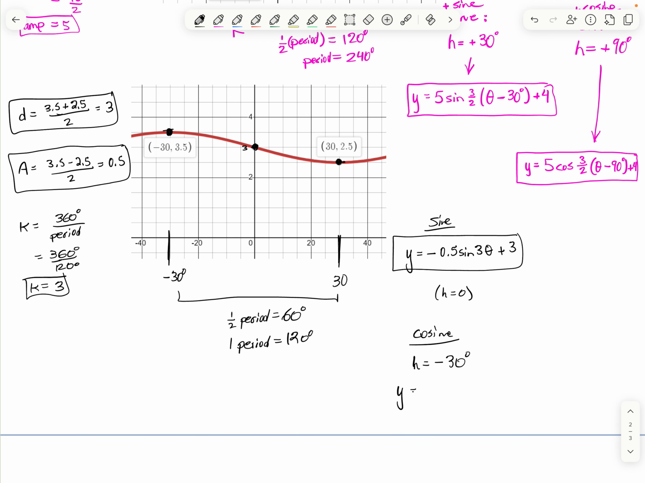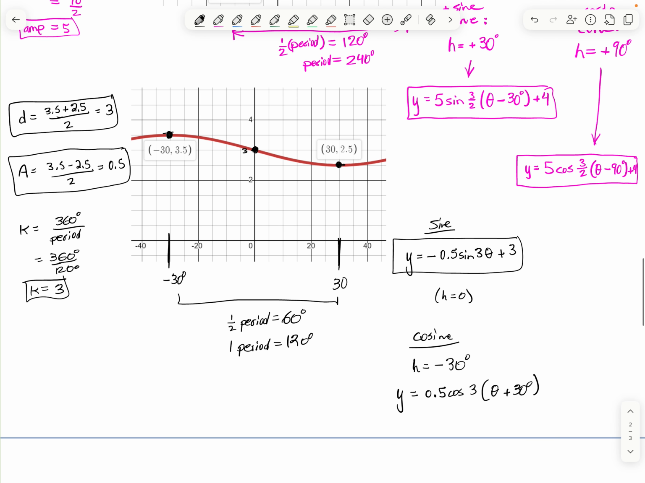So that would mean that Y is equal to 0.5. I keep the positive cosine, positive A value, so 0.5, and then cosine of 3, and then I'd have theta plus 30 degrees, right? Theta minus H, so theta plus 30 degrees, plus 3. Okay, so that would be a nice cosine equation right there. So we can see both sine and cosine works. Both are correct.